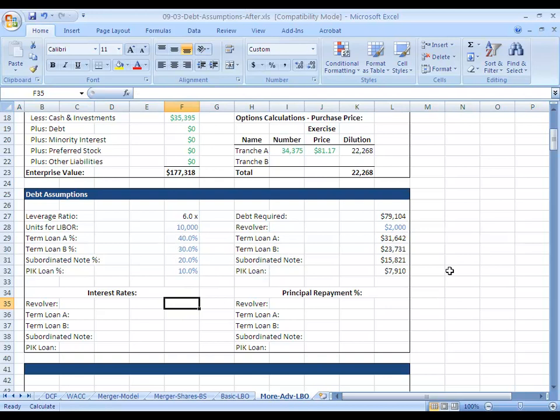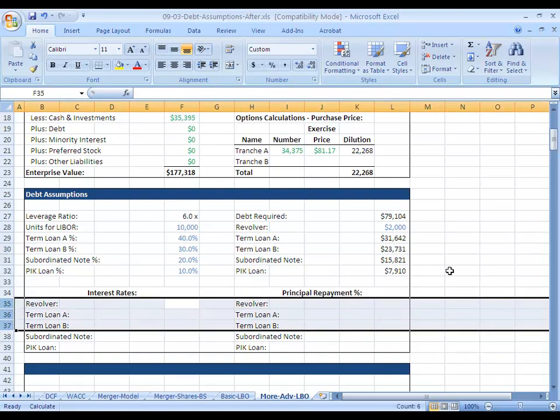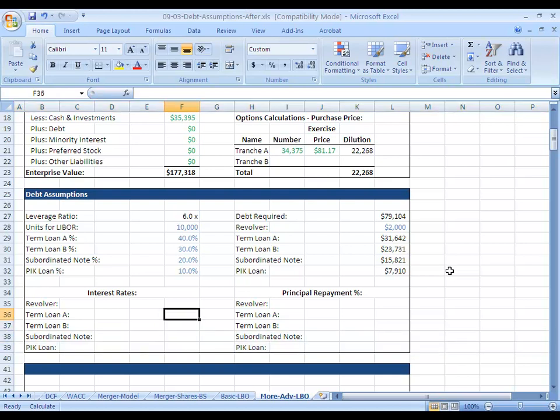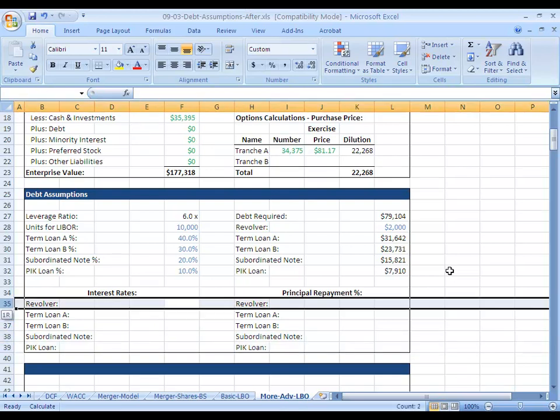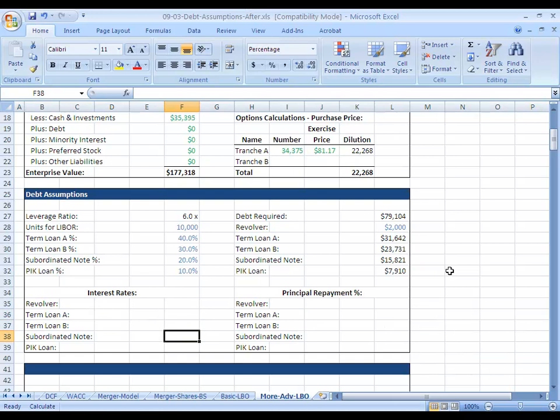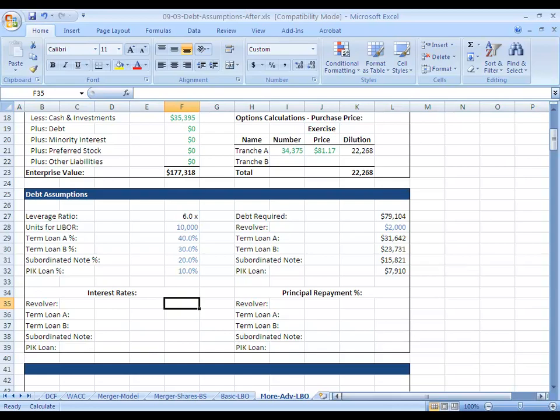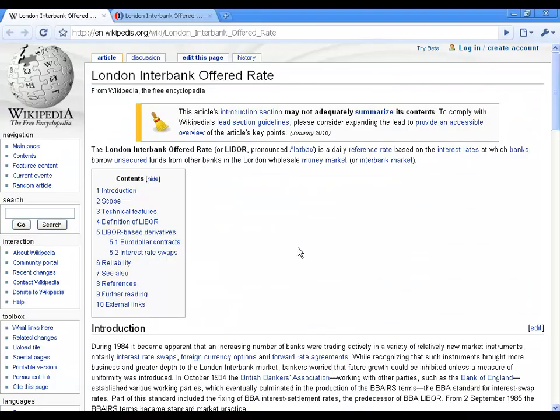Now, for the interest rates here, I mentioned that in general, bank debt is going to have lower interest rates than high yield debt. And that's definitely true, so we'll be seeing that with our assumptions here. But there is one other important difference, which is that with bank debt, we have floating interest rates, and with high yield debt, we have fixed interest rates. What do I mean by floating versus fixed interest rates? Well, usually the way it works is that you tie floating rates to something called LIBOR.